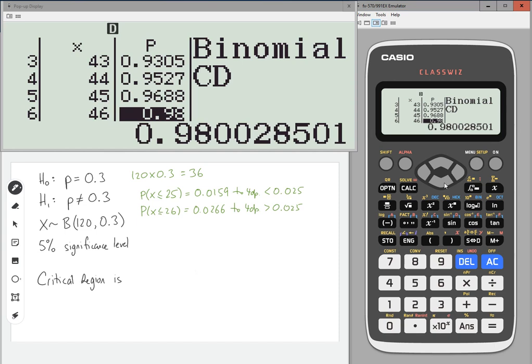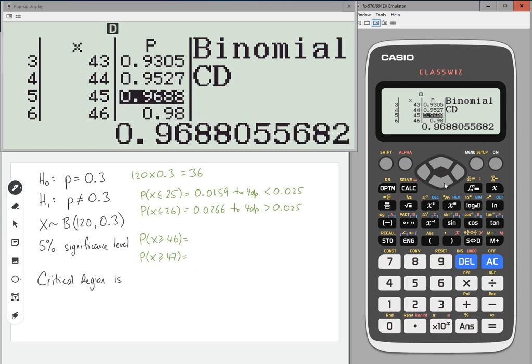But we know from experience that because this is showing us less than or equal to, I need to find greater than or equal to. And it's not 45 and 46. You need to add one to both of those. So we look at 46 and 47. So greater than or equal to 46 is one take away less than or equal to 45, which is 0.03119. So that's going to round up to 0.0312 to 4 decimal places.